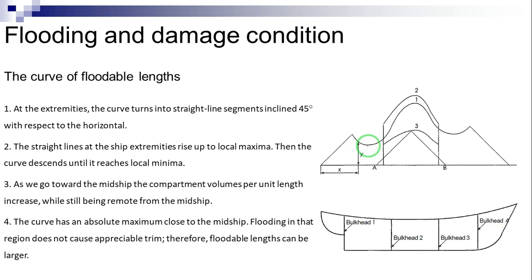3. As we go toward the midship, the compartment volumes per unit length increase, while still being remote from the midship. Flooding of such compartments can submerge the margin line by trimming the vessel. Therefore, they must be kept short, and this explains the local minima. The curve has an absolute maximum close to the midship. Flooding in that region does not cause appreciable trim, therefore floodable length can be larger.